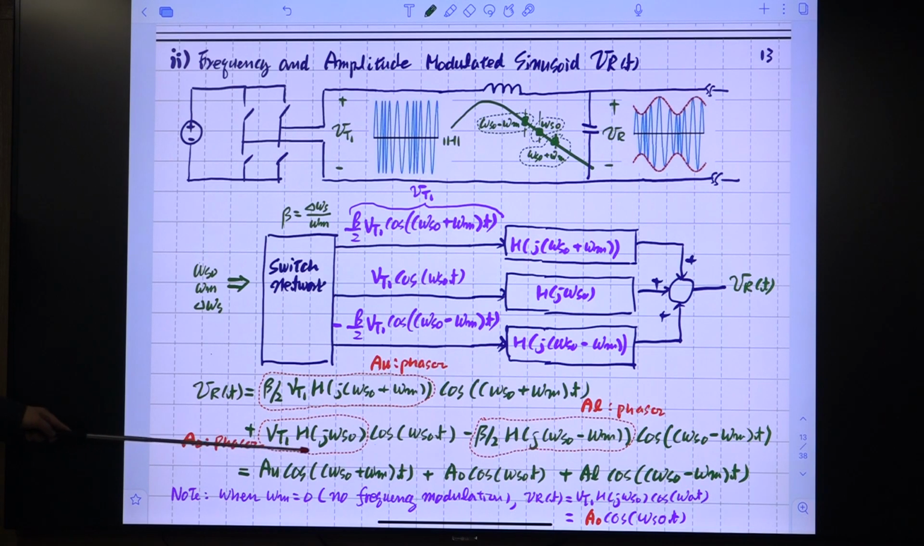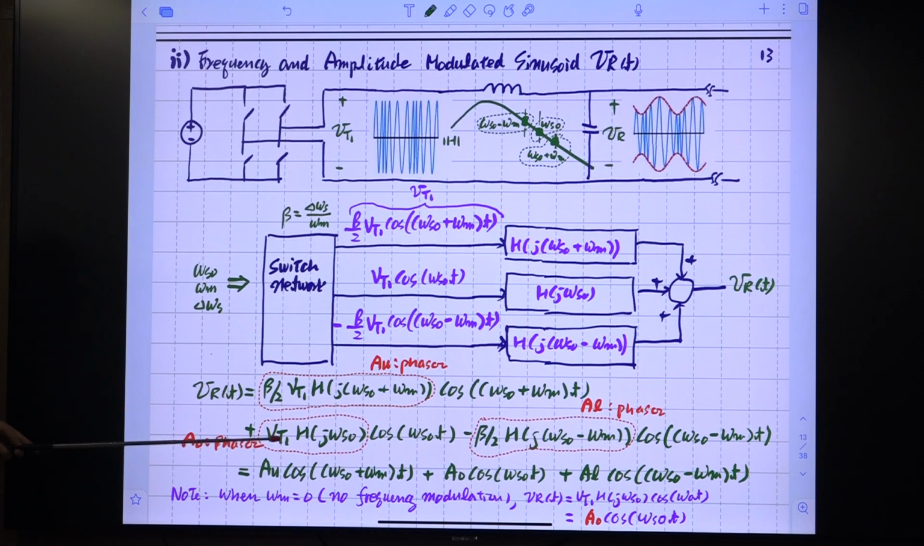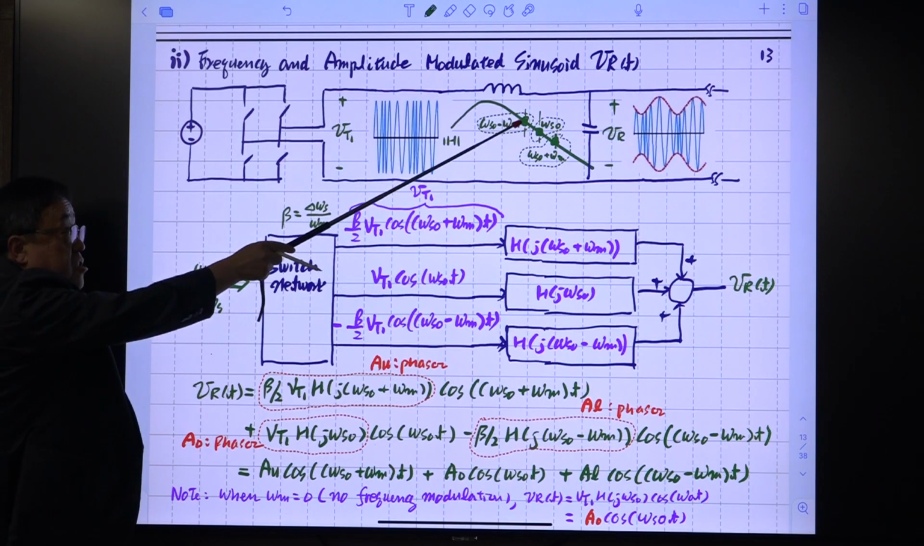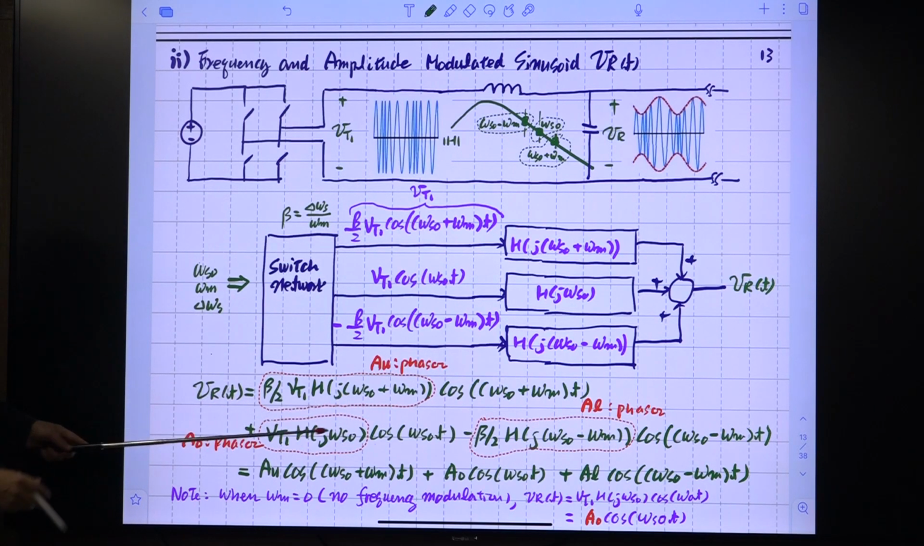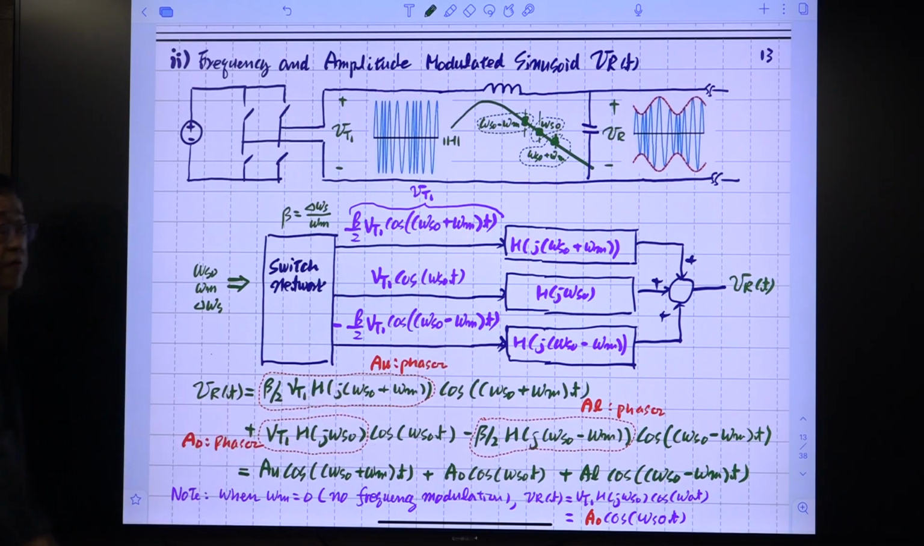This is the carrier frequency. This one is called the sideband. This is another sideband, and each of these sinusoids is simply multiplied by the magnitude of this curve at this particular frequency, right? And this one is the coefficient of this one. It comes from this DC voltage. So you know the relationship between this voltage and this voltage, 4 divided by pi, something like that. So we have three terms: first one, second one, third one.